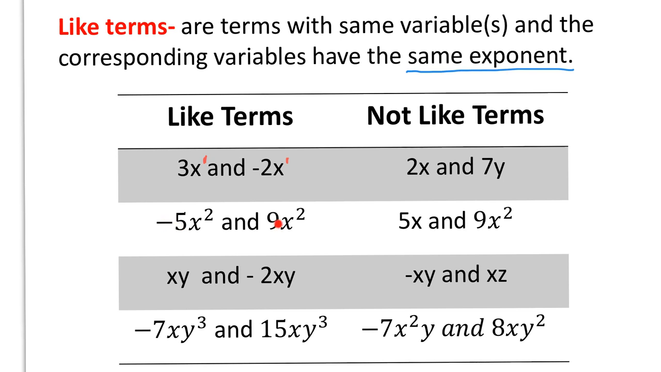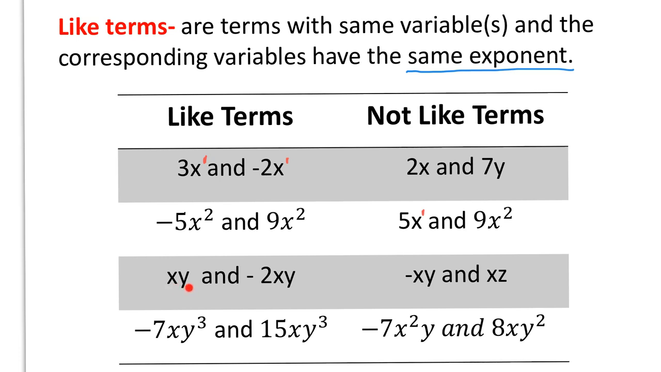They can be negative, positive, but the variables are the same, and they have the same exponent, which is squared for the x's. Those two x's have the same exponent. Over here, very similar, but this x, remember, you don't see an exponent there, but it has an invisible exponent of 1 for the x, the variable, and the x over here has an exponent of 2. So those are not like terms.